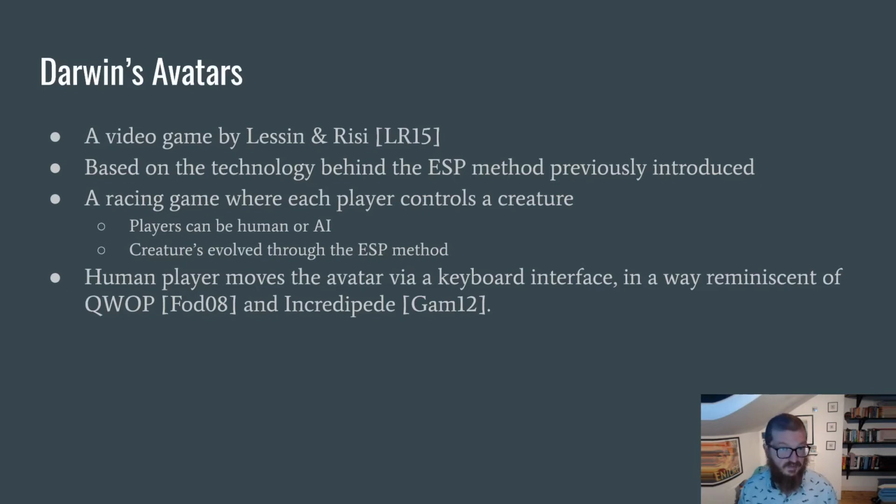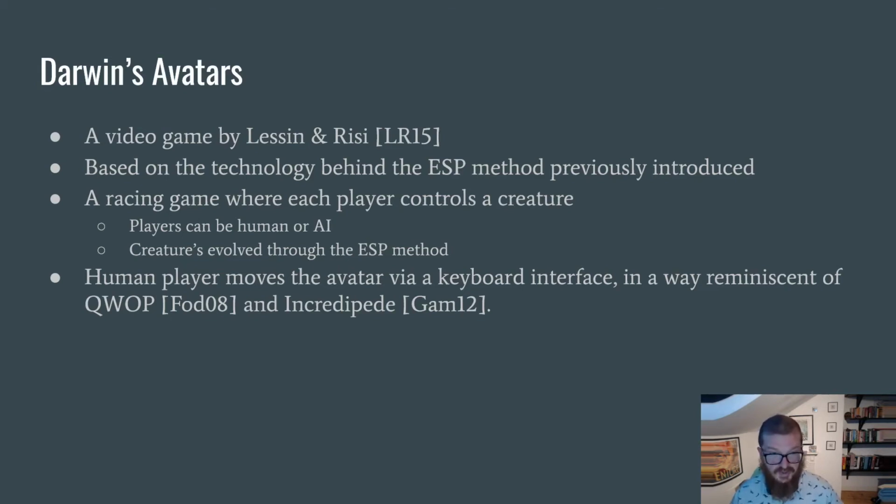The game offers three kinds of different creatures, though both players must be using the same type. The player's avatar has been evolved through the ESP method just described. For the computer player, both the morphology and the behavior is used. In contrast, for the human player, only the creature's morphology is kept, as the human makes the avatar move via a keyboard interface in a way reminiscent of QWOP or Encoding. The difference is that in Encoding there are only two keys to control a creature, while in Darwin's Avatars each key is connected to independent muscles, though they can be mapped to overlap. So this scheme complicates the controls, though it gives the user the same amount of conceptual control as the neural network controlled brain.